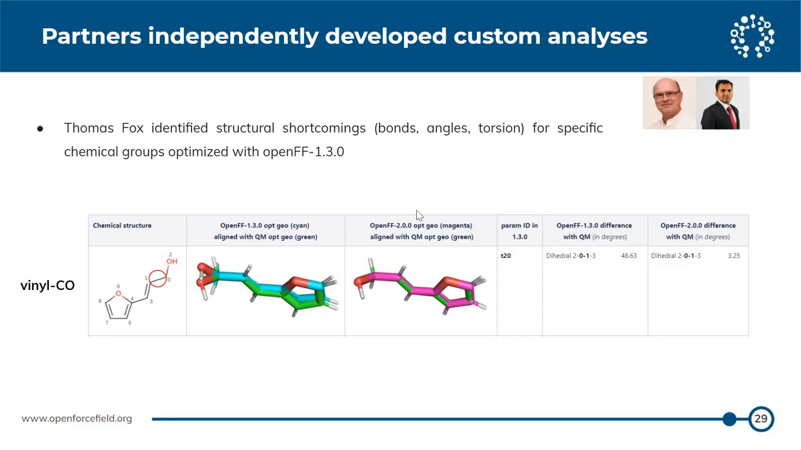And afterwards, Pawan looked deeply at those chemistries and showed that in some cases OpenFF 2.0 Sage is able to solve these issues. Here, for instance, for the vinyl CO moieties, we see in cyan the OpenFF 1.3 structure aligned with the QM optimized geometry, which is in green. This torsion angle between 1 and 0 has a deviation of almost 50 degrees with respect to the QM structure, but the same structure optimized with Sage showed almost no deviation.